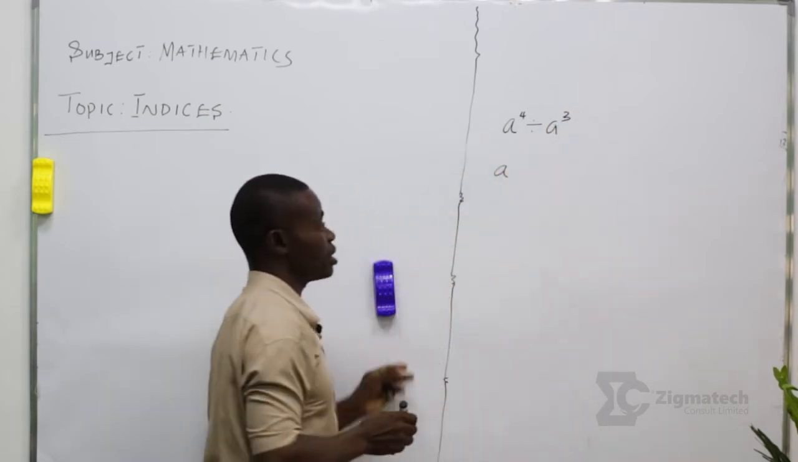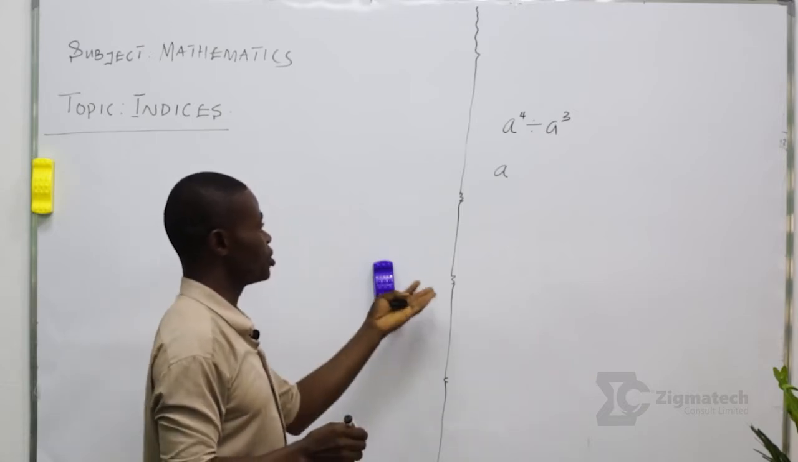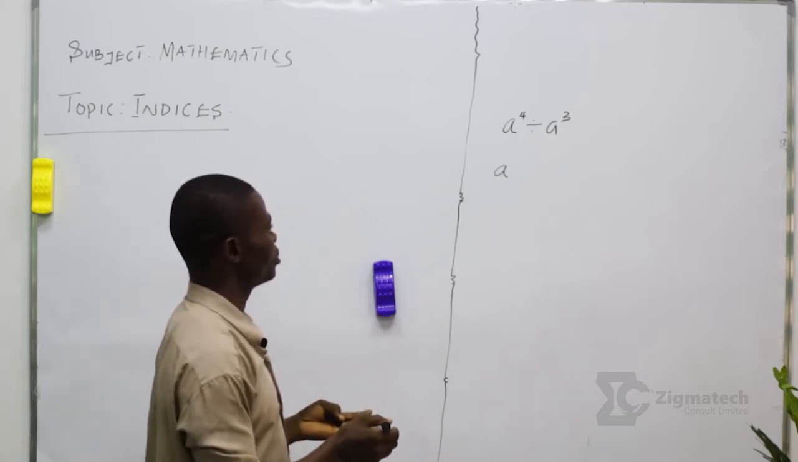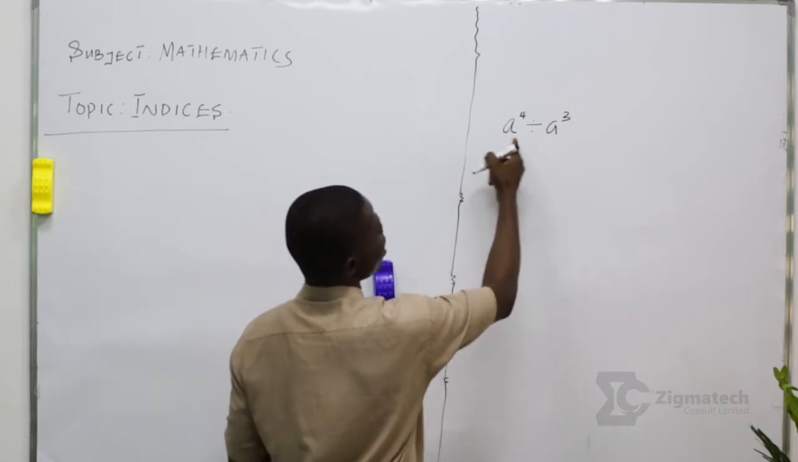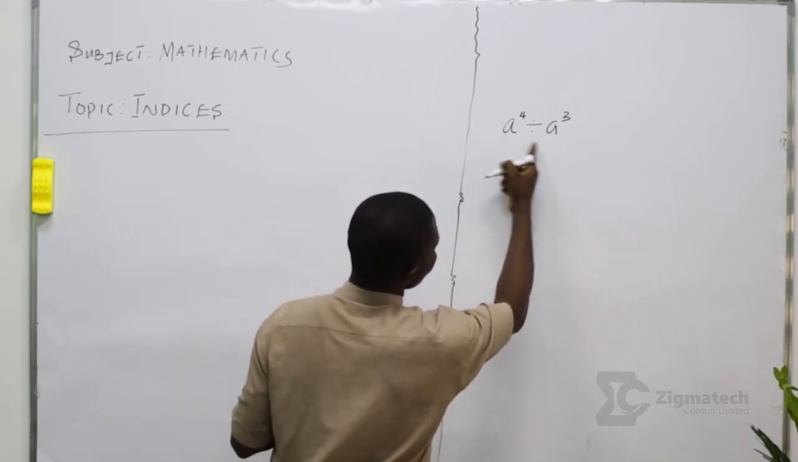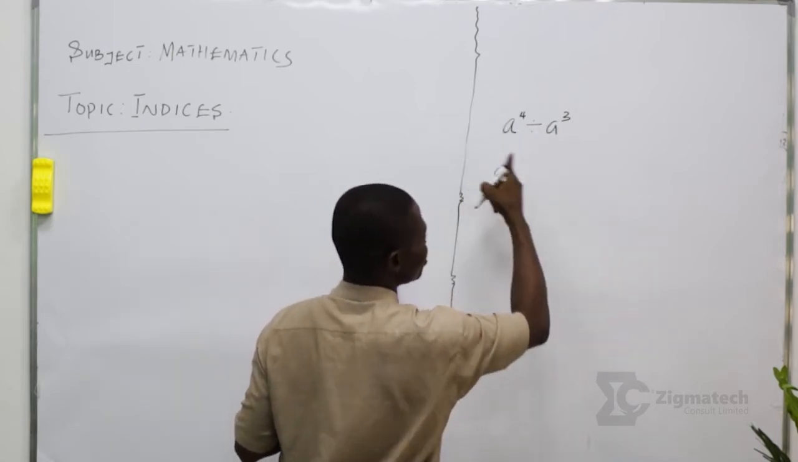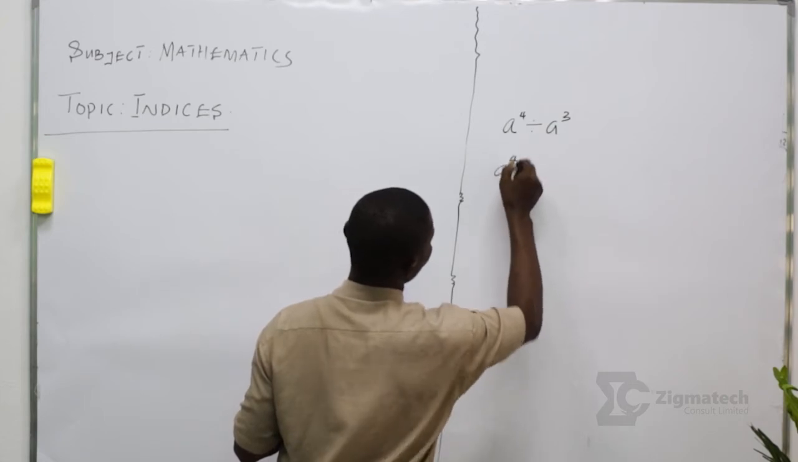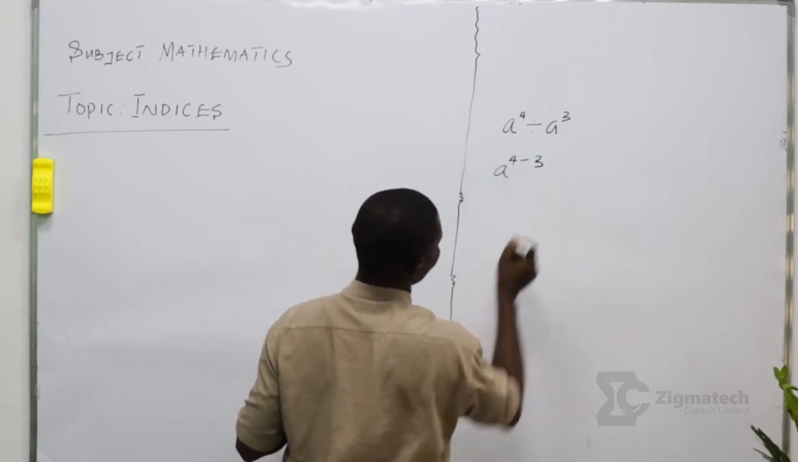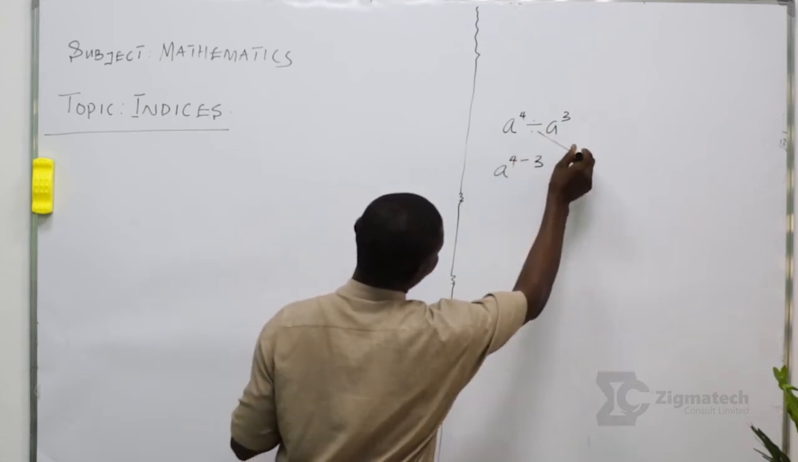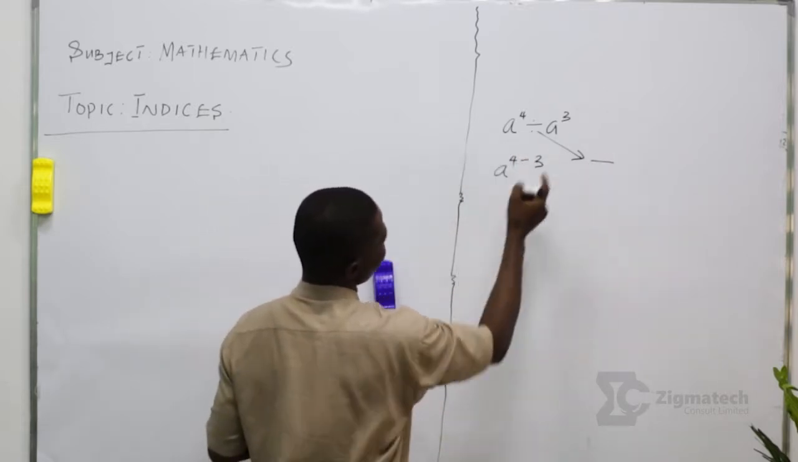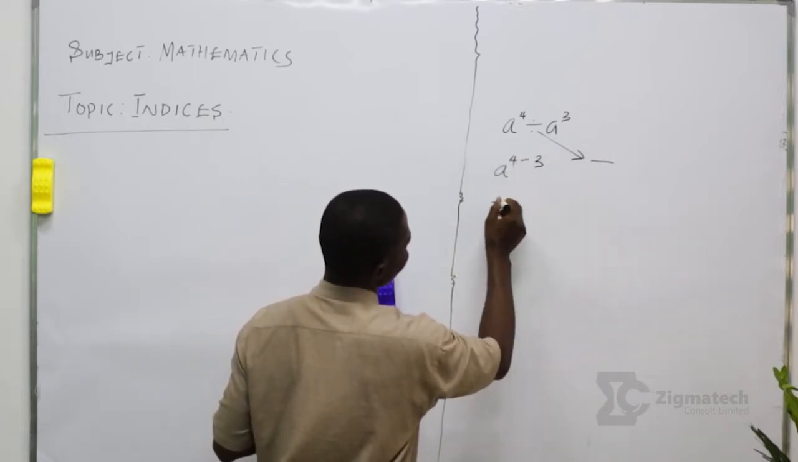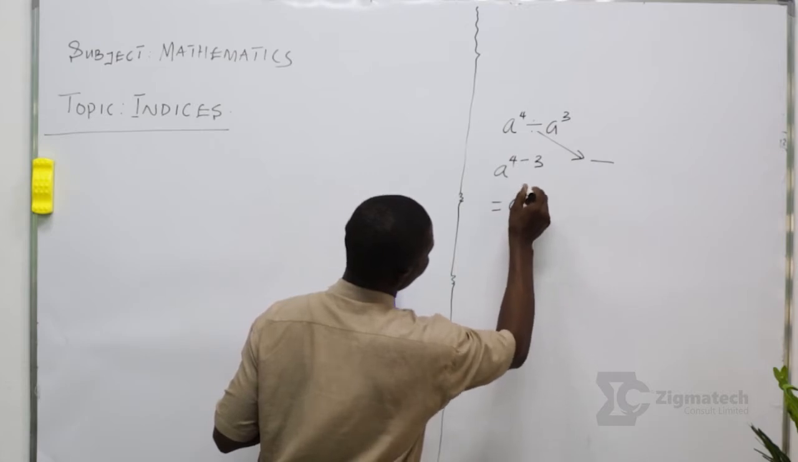Remember LCM. If I say the LCM of 2 and 2, it's just 2 because they are uniform. The LCM of 3 and 3, you are choosing 3. Therefore, a and a in indices, the bases are similar, but the powers are not the same. What do you do? 4 minus 3, because division means what? Minus. Therefore, a raised to the power 4 minus 3 will give us what? a raised to the power 1.